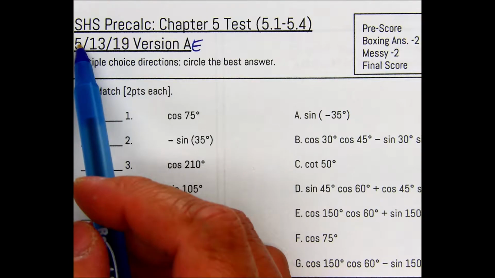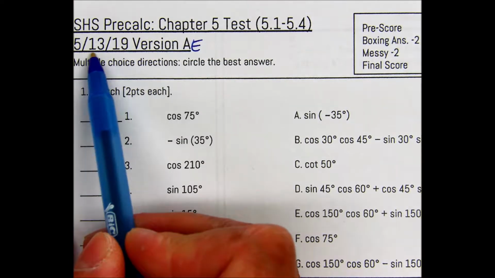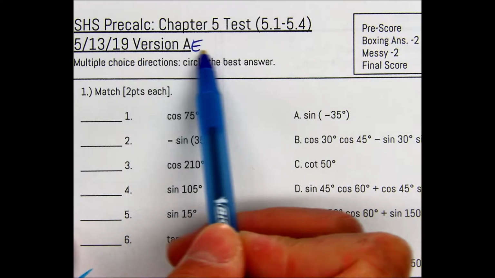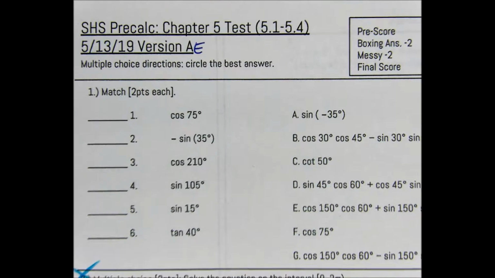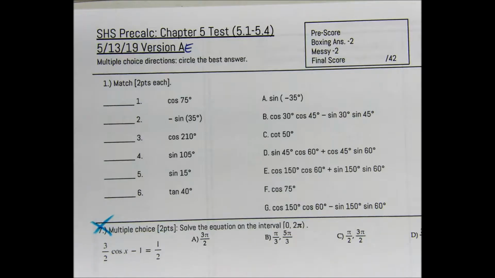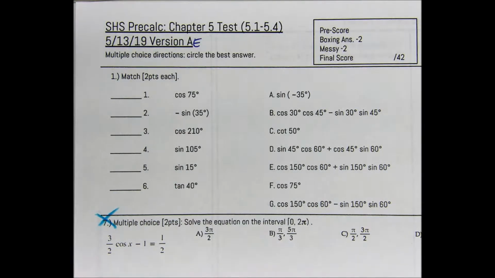These are the test corrections for the Pre-Calc Chapter 5 test taken May 13th, 2019. This is versions A and E for my daughters Autumn and Eloise. If you recognize some of the problems on your test, hopefully you recognize they actually came from last year's test. This version right here came directly from last year's test. Didn't even touch it. So if you actually did last year's test as a study guide, hopefully it helped you.